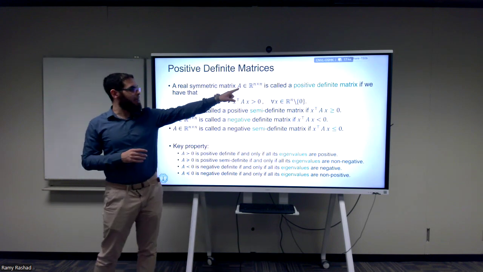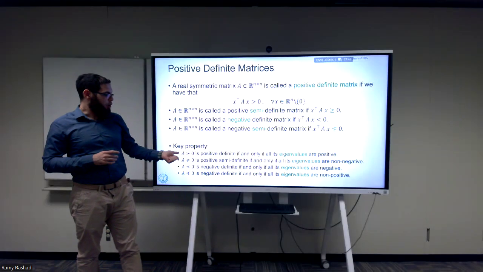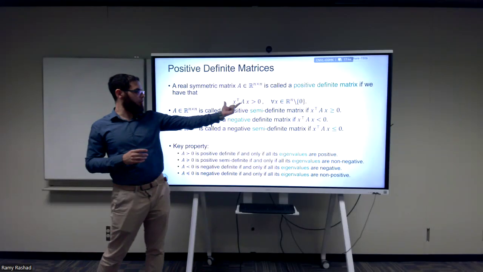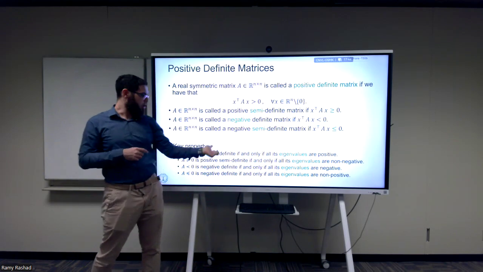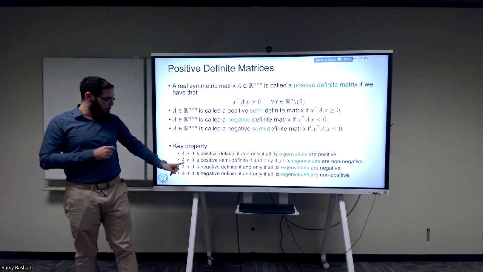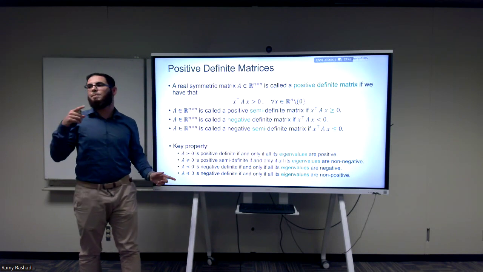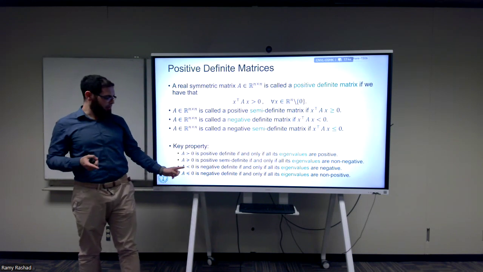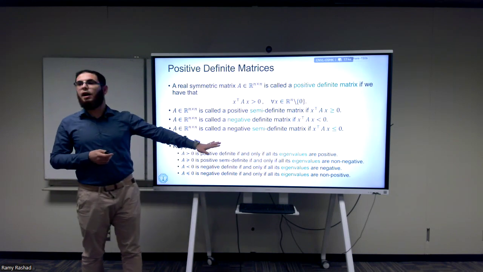Now, the nice thing about positive definite matrices that are symmetric is that you can conclude that it will satisfy this property by just looking at the eigenvalues of this matrix. Okay, and this is usually the notation that is used when we want to say that a matrix is positive definite, positive semi-definite, negative definite, and negative semi-definite. Okay, you just look at the eigenvalues.